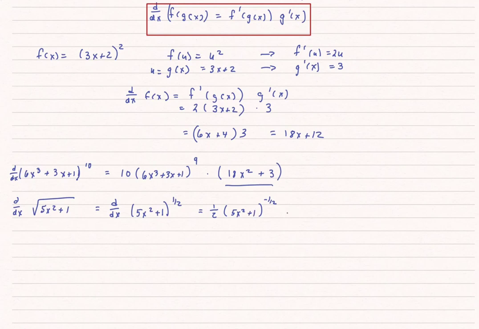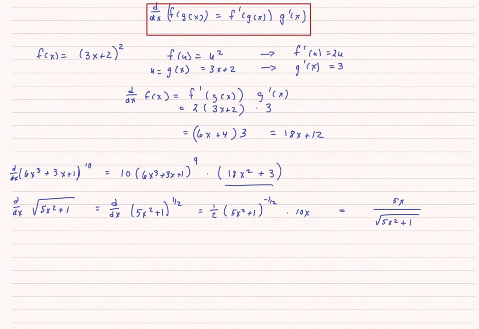Now I'm going to multiply this whole thing by the derivative of that inside bit, which would be just 10 times x. If you wanted to simplify this, you could. This would become 5x divided by the square root of 5x squared plus 1.